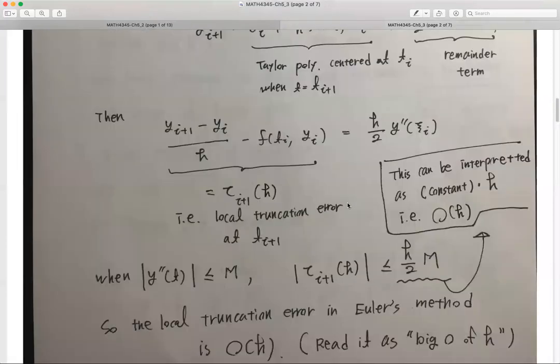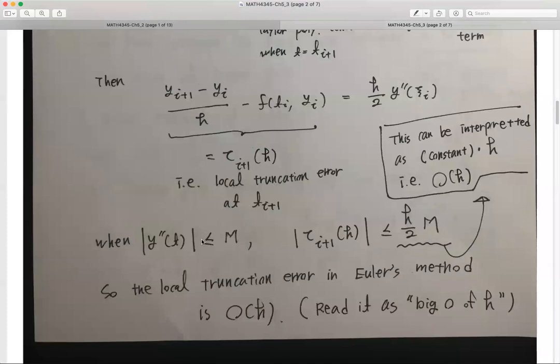Now right here, if the second derivative of y is bounded by M, then the local truncation error is going to be bounded by h over 2 times M. So M is a fixed number, right? And h is a parameter we can control, right?